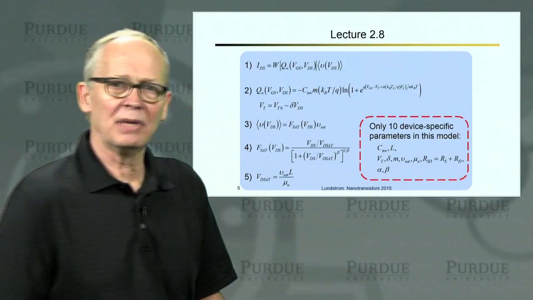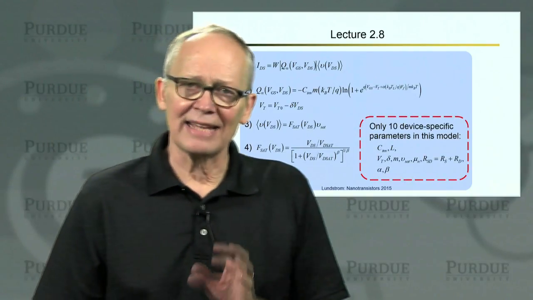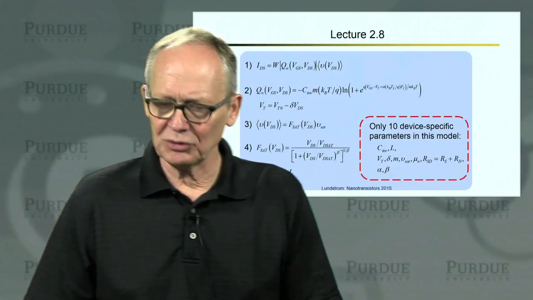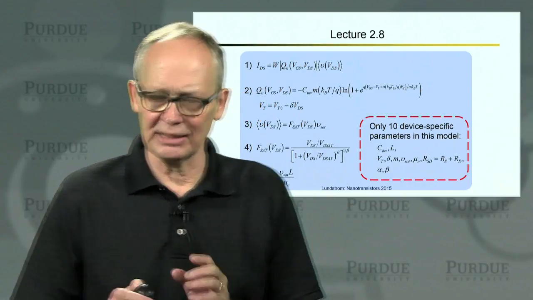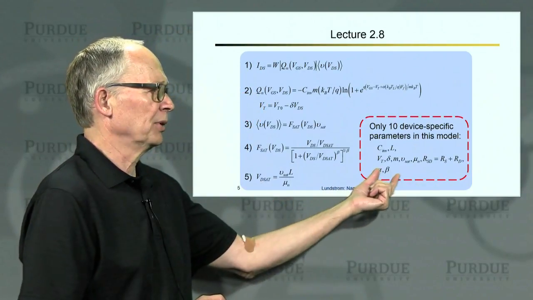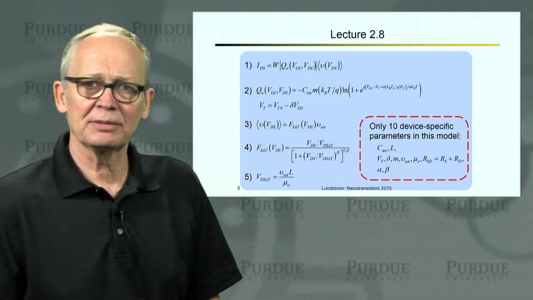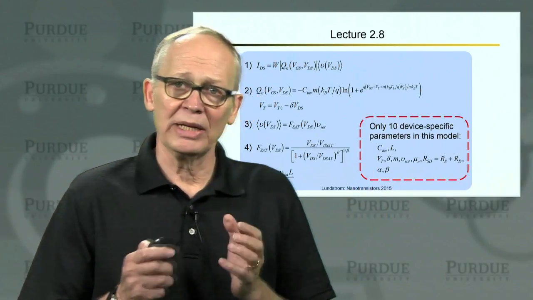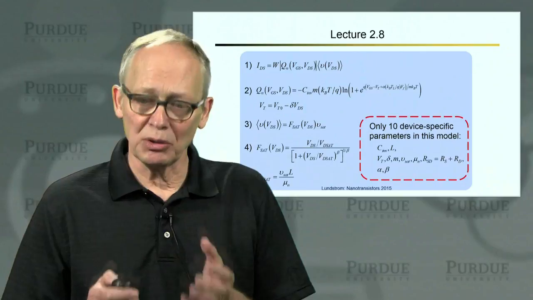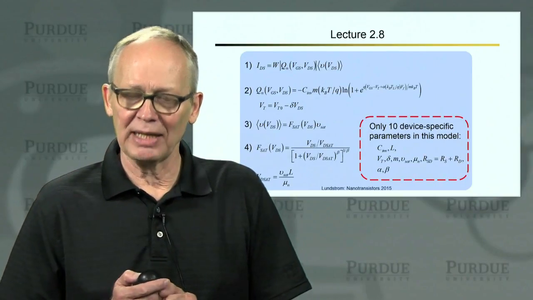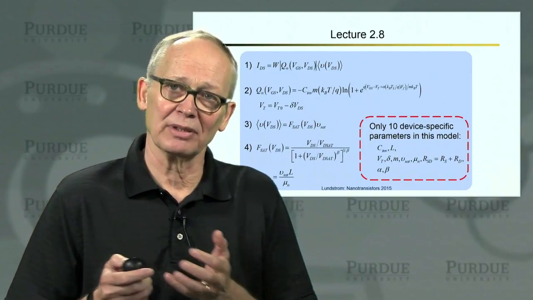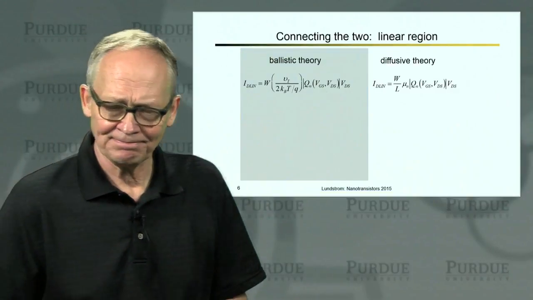That was our basic model, and it has only 10 parameters in it. Most of them are very physical device parameters. There are a couple of empirical parameters, but with that small number of parameters, we can fit the characteristics of most transistors if we just make a few adjustments in things like mobility and saturation velocity.